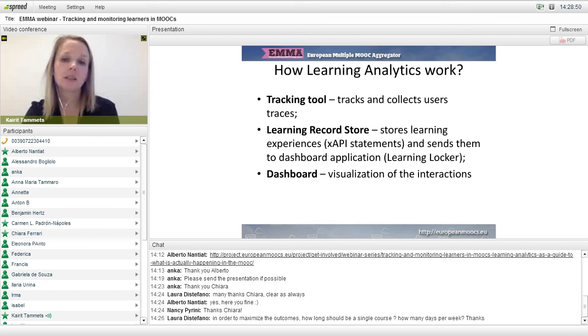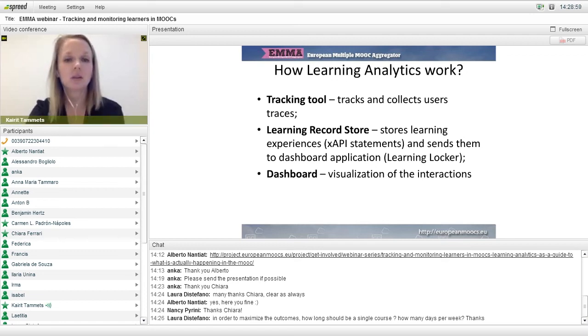The learning analytics application in EMMA consists of the following components. First, we have a tracking tool, which tracks the data that we need. Then we have a learning record store, which is used for storing the learning experiences in the form of experience API statements. And we are using Learning Locker as the learning record store. The data in this learning record store is used for visualizations in the EMMA platform. And the dashboard is the third component that has been developed for the visualization of the learning interactions for the MOOC participants.